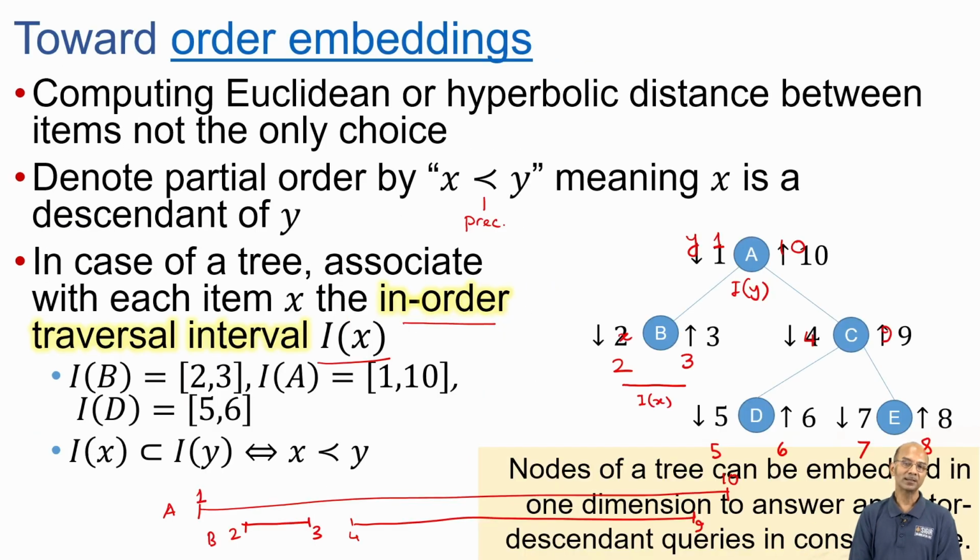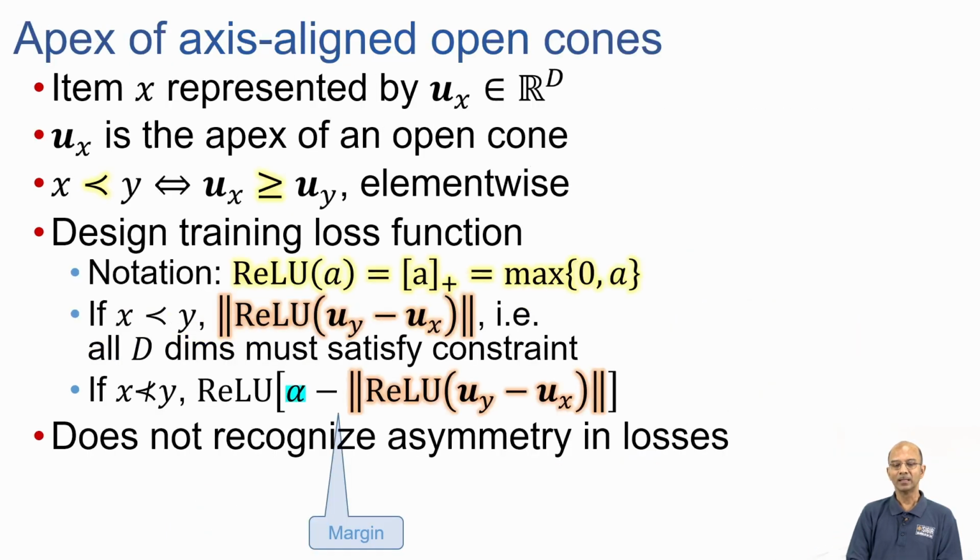So, that means that if we did not care about Euclidean distance, nodes of a tree can be embedded in just one dimension to answer ancestor-descendant queries in constant time. Once I have found this in-order traversal numbers for every node and I store it as an embedding, if you later ask me, is this node an ancestor of that node or a descendant of this node, I can answer that by just comparing two pairs of numbers in constant time. This can be generalized from a single number line to multiple dimensions. And the corresponding concept there is vector dominance.